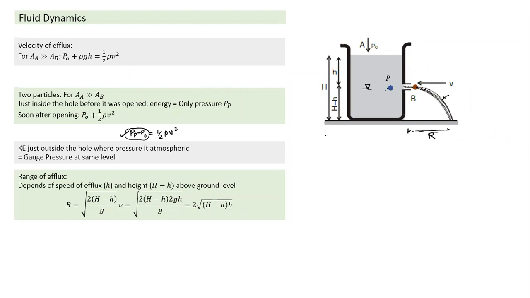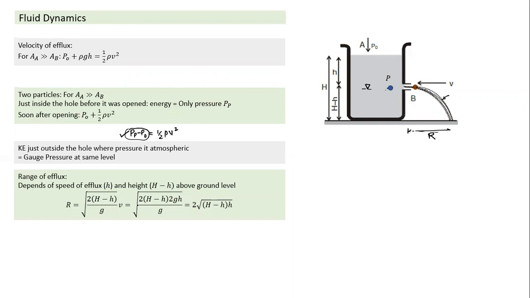Range in case of horizontal projectile, how do we calculate range here? Range is equal to time of flight into horizontal velocity. This height is equal to capital H minus small h. Small h is the depth of hole from the liquid surface level. H is the height of the liquid surface from the ground where water is falling. So time of flight will be equal to 2 root (H minus h) by g into v.